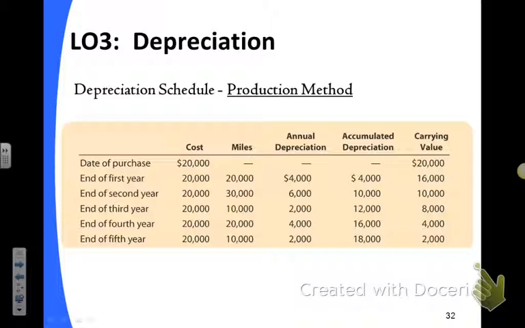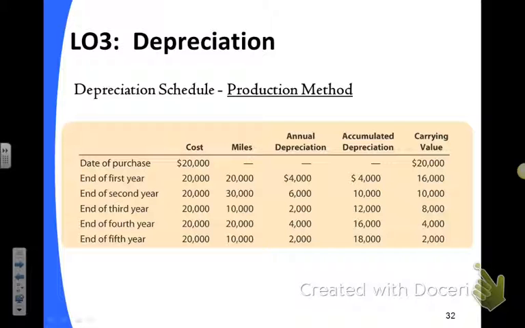In this approach, the formula for determining the depreciation is the cost of the item minus the residual value, divided by the estimated useful life in units as opposed to years. Before, the denominator was years, and now the denominator is a useful unit of production. Does that make sense? The denominator is changing.